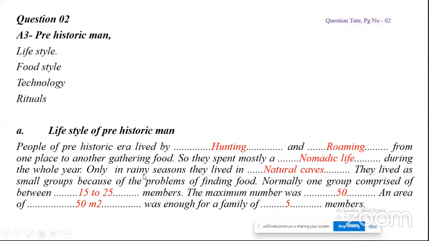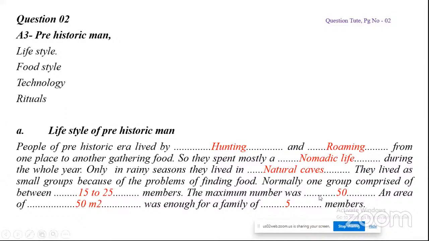During the whole year, only in rainy seasons they lived in natural caves. We know that they were living in natural caves, but only the rainy season. They lived as small groups because of the problems of finding food. Normally one group comprised of between 15 to 25 members. The maximum number was 50. An area of 50 square meters was enough for a family of 5 members.